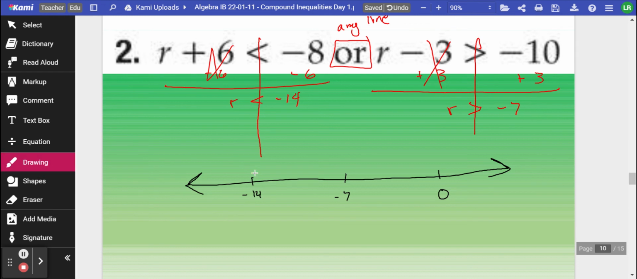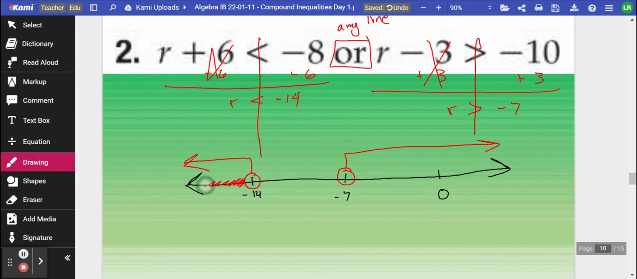Open circle on negative 14. And that one goes to the left. Open circle on negative 7. And that's the right arrow, so that one goes to the right. Now remember, we're going to shade where there's any line because it's an or statement.